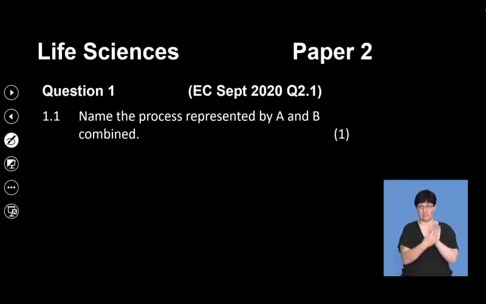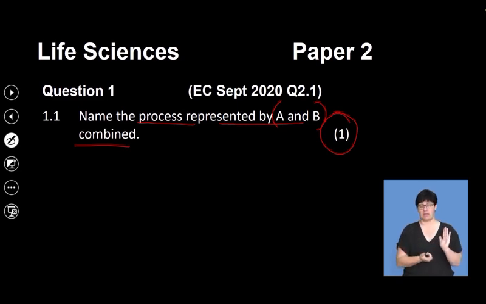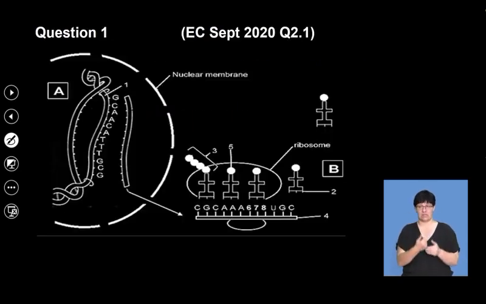So we've gone through lots of the diagram. We've interpreted the question, the images. We've labeled what we needed to. Let's now answer these questions. Name the process represented by A and B combined. So again, if you look at the mark allocation, that's a 1-mark question. So we've got to name the processes indicated by A and B.